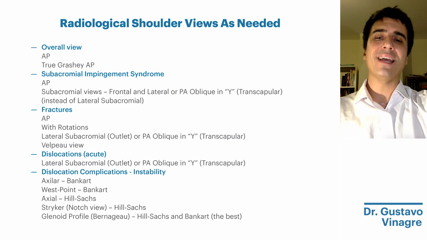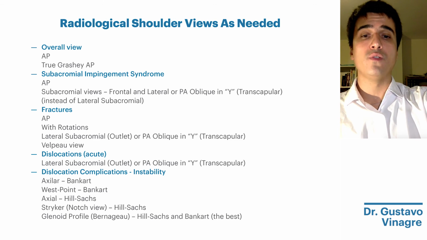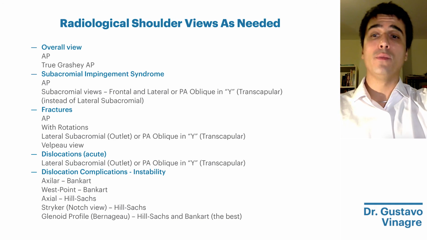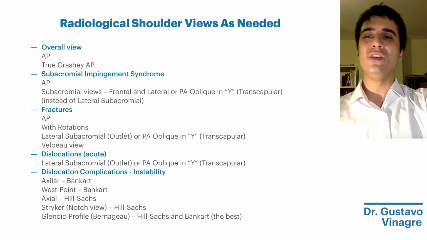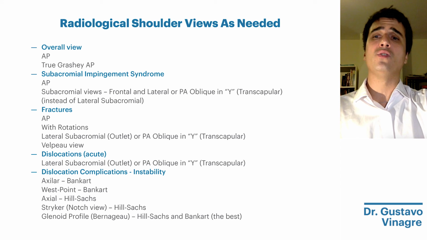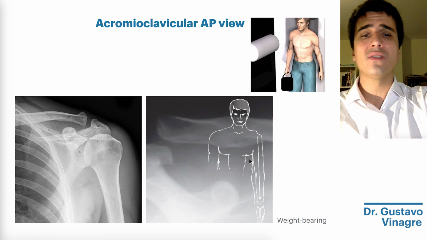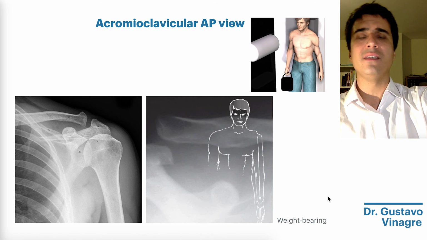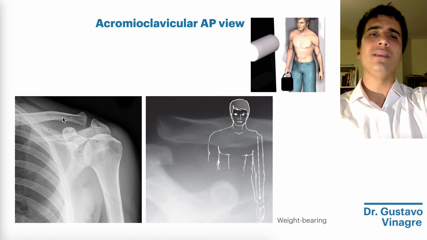You can do an axial or a Stryker notch view to see the Hill-Sachs, and you can do the glenoid profile, Bernageau, to see both. So it's the best one to see because you can see the Hill-Sachs lesions and the Bankart. So let's move on to the AC joint. Here is the AC AP view.